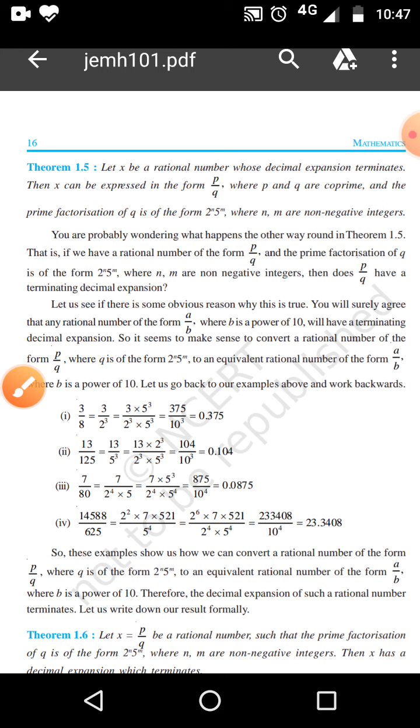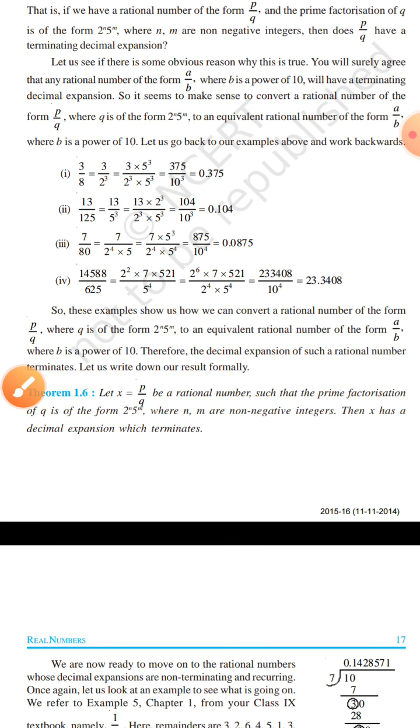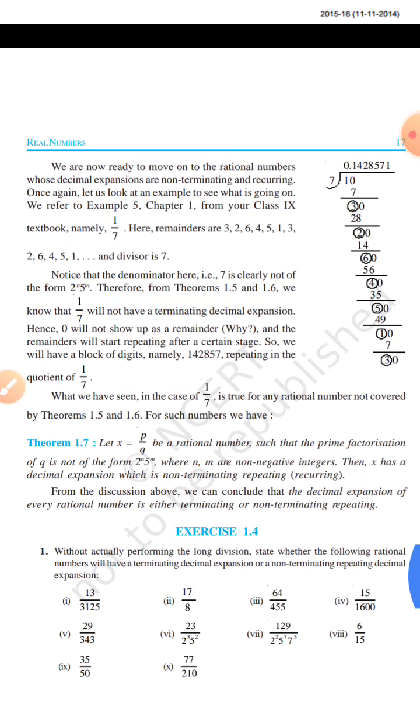So next theorem, you see, let x is equal to p by q be a rational number such that the prime factorization of q is of the form 2 power m 5 power n, where n and m are non-negative integers. Then x has a decimal expansion which terminates. That means it is clear: if we can write an expansion as p by q, then it terminates only if the denominator can be expressed as 2 power m into 5 power n. So you can see here.